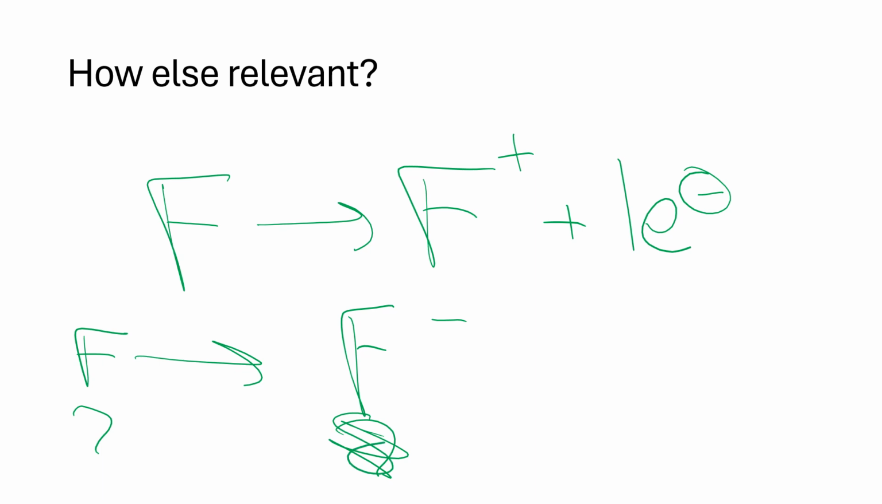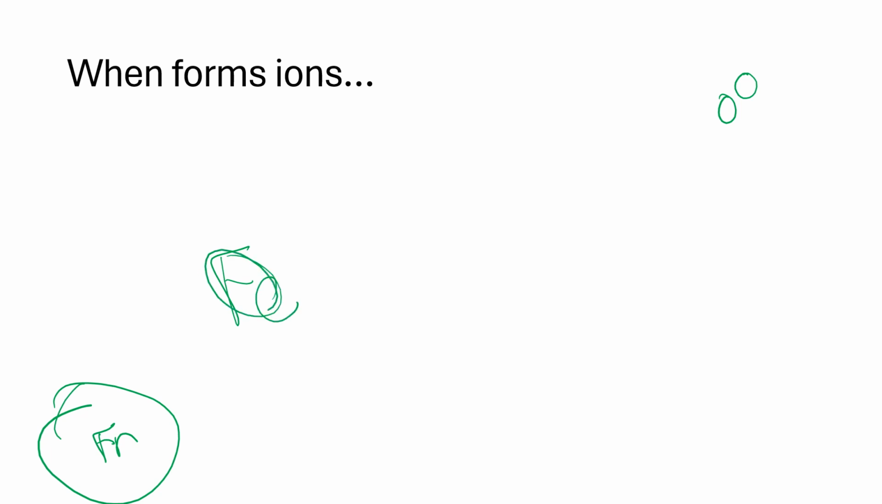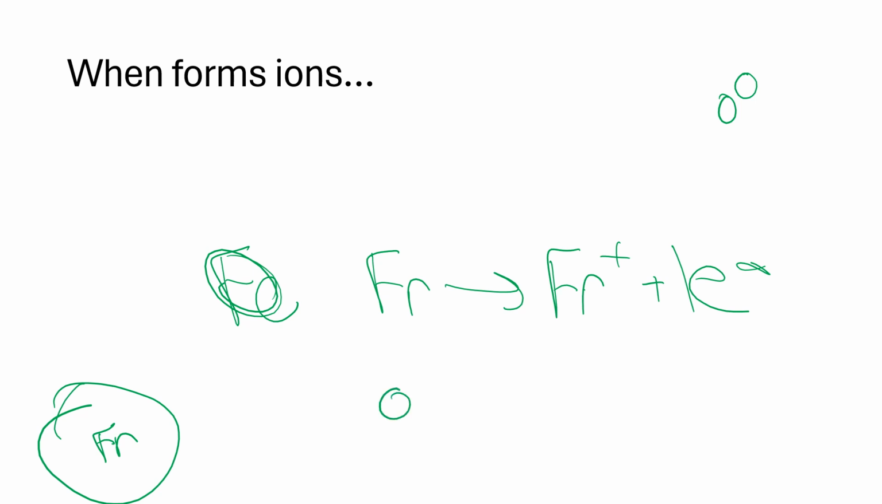And it will form a fluorine ion, which has 8. When an atom forms an ion, the radius changes dramatically. So we said francium is the largest, and helium and fluorine are the smallest. But if it loses an electron, like francium wants to lose an electron, it's losing something, so it's going to become much smaller on an exponential scale.